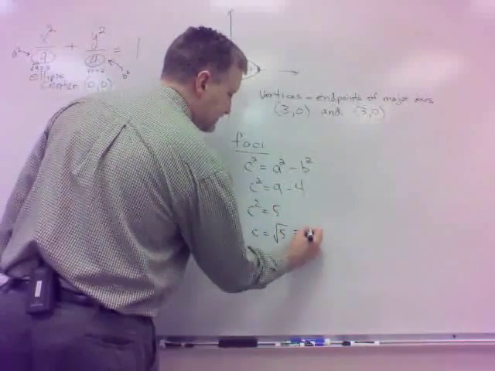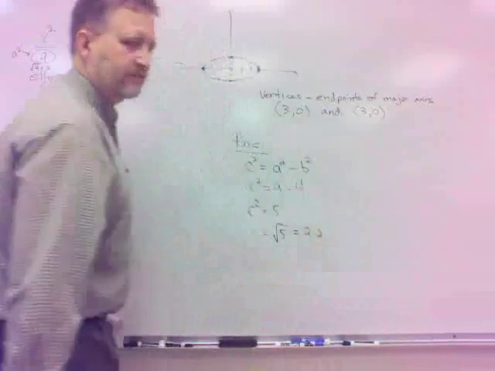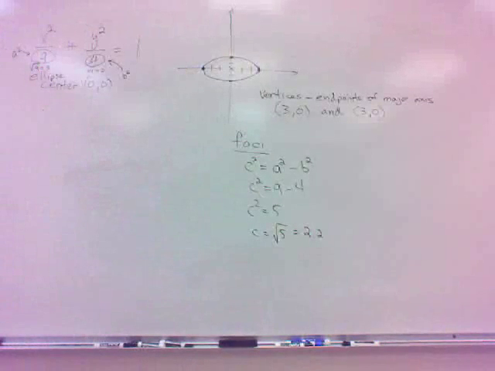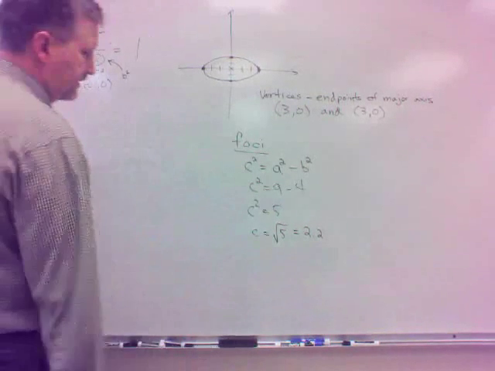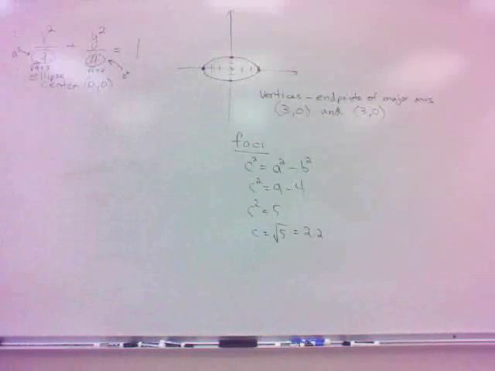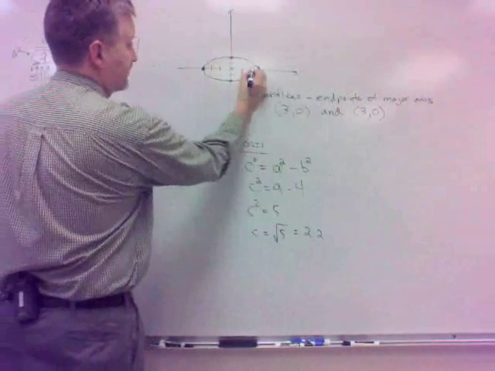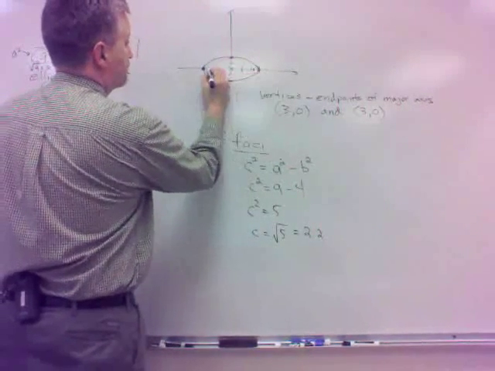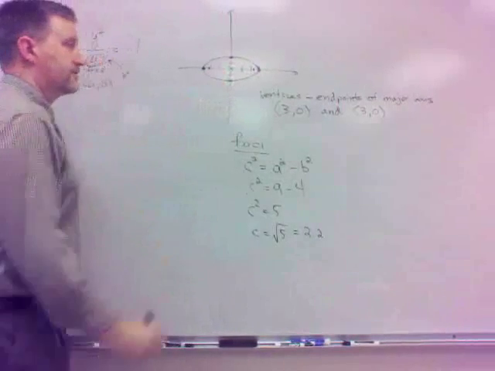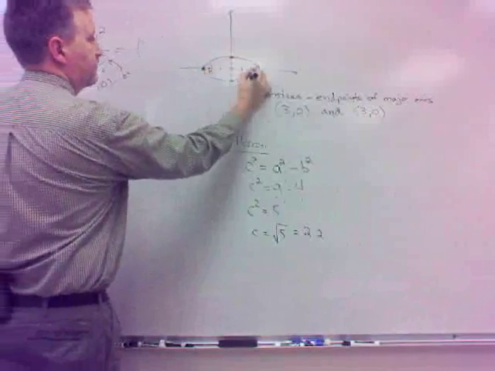Or 2.2, somewhere around about there. Is that right? 2.2. Am I thinking right? 2.2, yeah. 2.23. So the c distance is 2.2. So I go from the center to that focus point, it's 2.2. And it's along the major axis, so I go 2.2 and 2.2. So there's my focus points. Focus 1, focus 2, or vice versa.